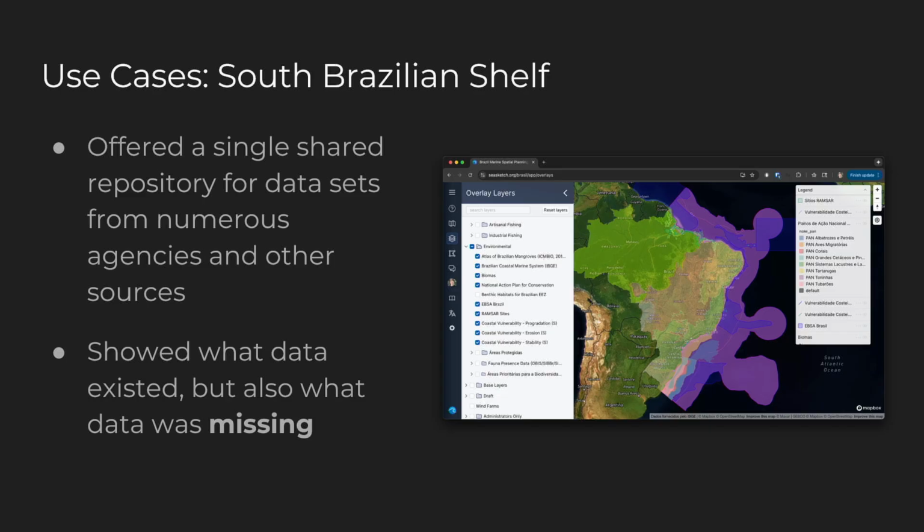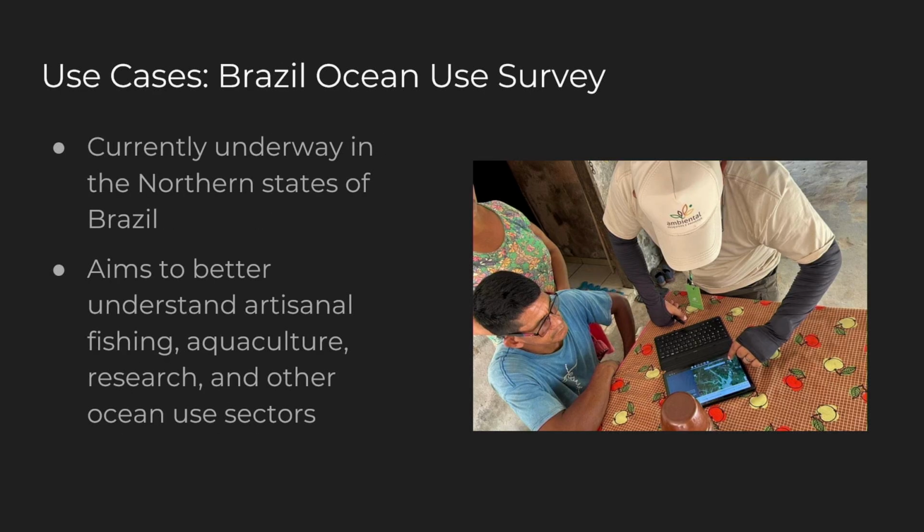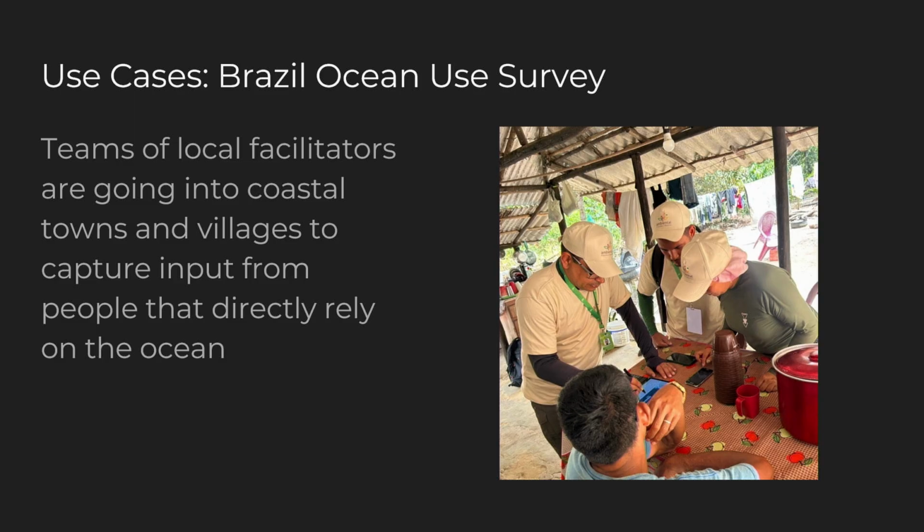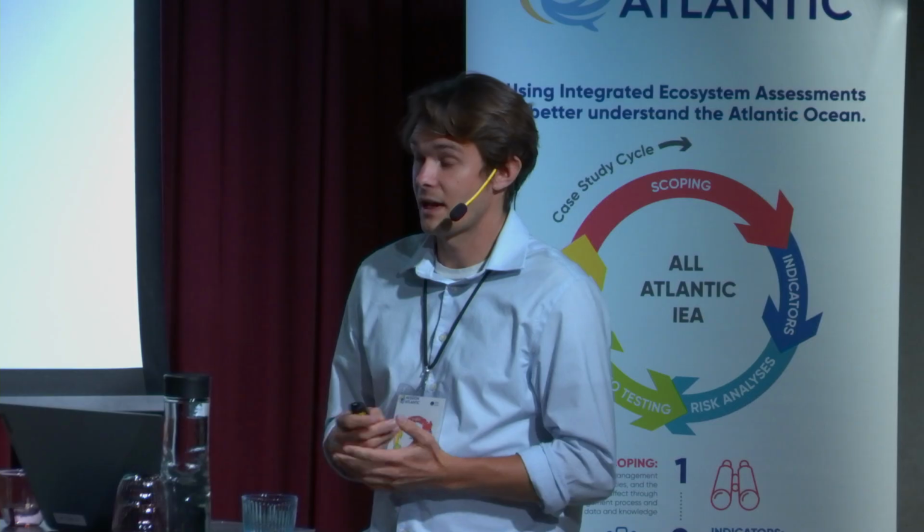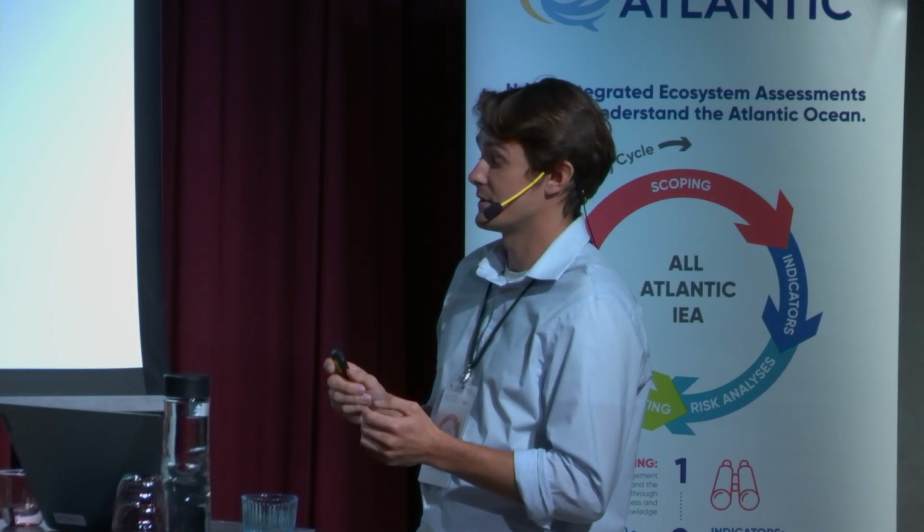that would help them understand artisanal fishing and other ocean uses, particularly small-scale coastal ocean uses. And this effort is actually currently underway in the northern states of Brazil. And the goal is just to better understand where the ocean is most valued for artisanal fishing, aquaculture, tourism, research, and other use sectors. And essentially, this process entails teams of local facilitators going into coastal towns and villages to capture input from the people that directly rely on the ocean. And this includes even more remote areas that don't have internet access because CSketch surveys can be used offline.